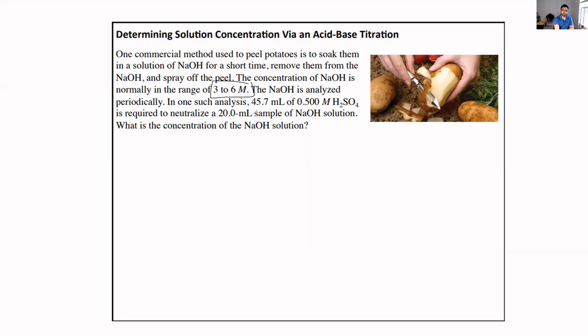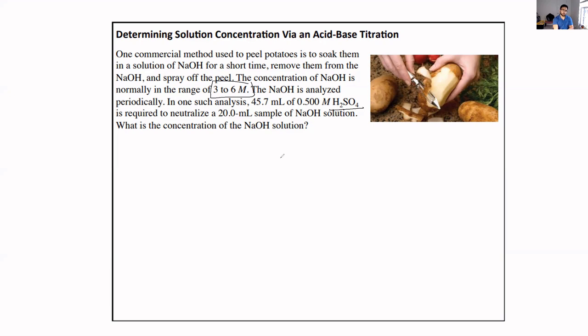And we have a solution of sulfuric acid, and it's 0.5 molar, and there's 45.7 milliliters of it. Okay? And then we're using that to neutralize a 20 milliliter sample of NaOH solution. So the first thing we need to figure out is what kind of acids and what kind of bases we're dealing with. Are they strong? Are they weak? What's going on?